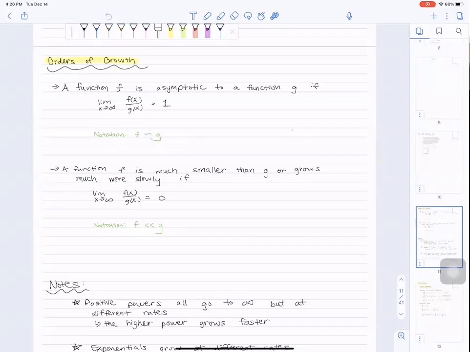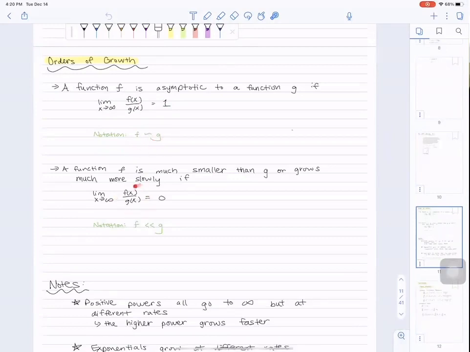Okay, so orders of growth. A function, remember, is asymptotic to another function if you take the limit as x goes to infinity of one over the other and you get one. So if the limit of one of the functions over the other function equals one, then you know that f is asymptotic to g with this notation.